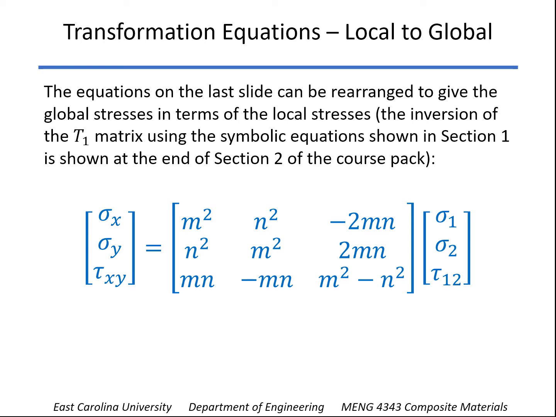And so you go through all those transformation equations, and really the only thing that happens is that the signs change here and the signs change here. But this is the T1 inverse matrix there. So in shorthand, again, we would say the global stresses are equal to the inverse of the T1 matrix times the local stresses. Okay, so that takes care of the stress transformations.